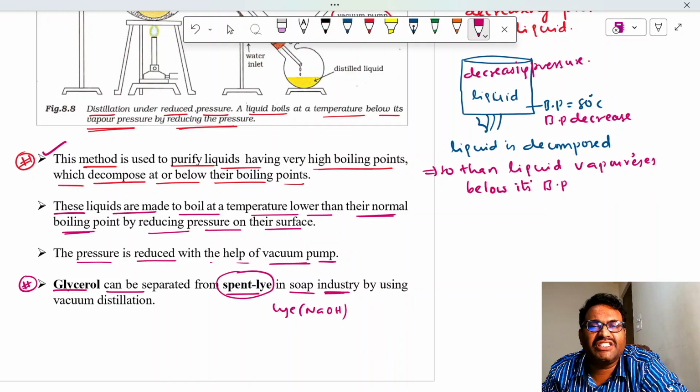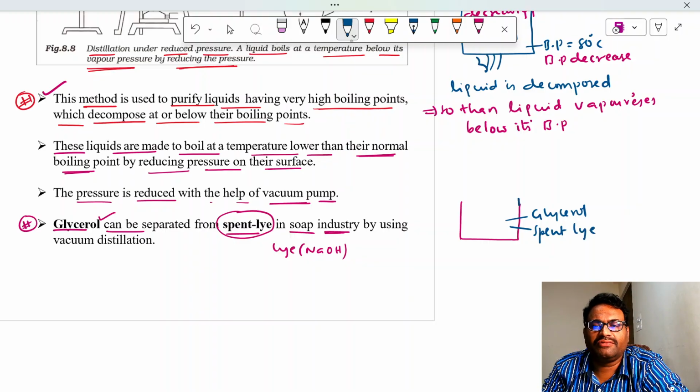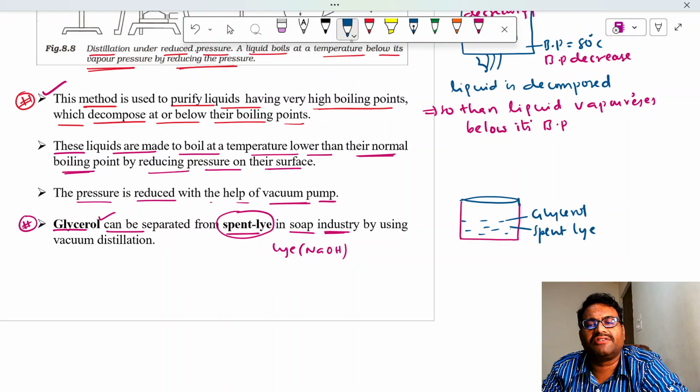Some of the NaOH remains without reacting. And along with the spent lye, some glycerol will also be produced. So now what is there in this mixture? We have glycerol and spent lye. Spent lye means spent NaOH. NaOH and glycerol. Now we have to separate these two liquids.